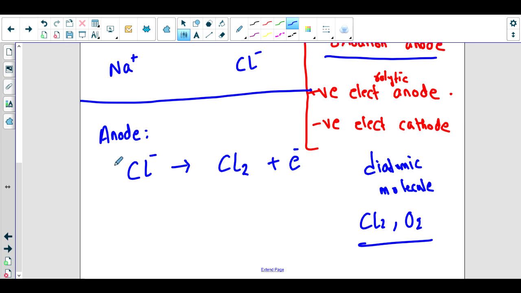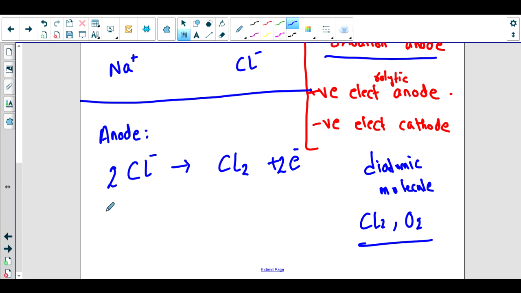But a chlorine ion will only lose one electron. So what do we have to do? There must be two chlorines, so there must be two electrons. This is a very important step here. Why is it 2 here? Because it will lose only one electron each, and it cannot exist as Cl. It should be Cl2.